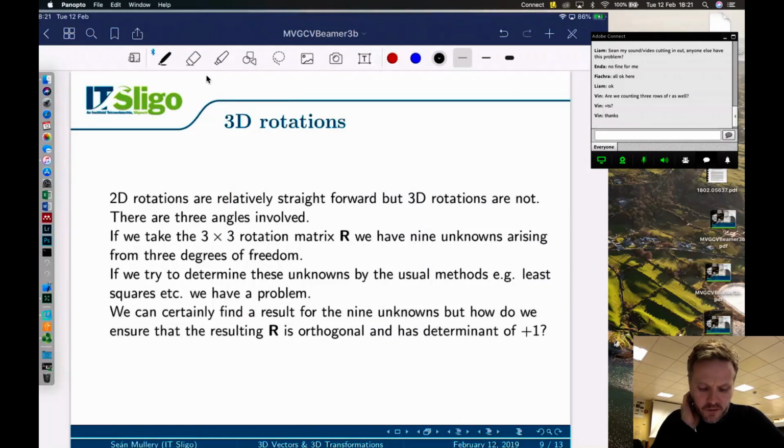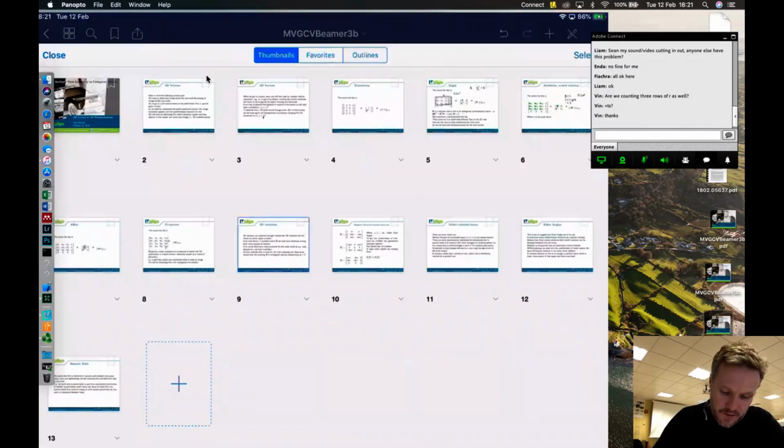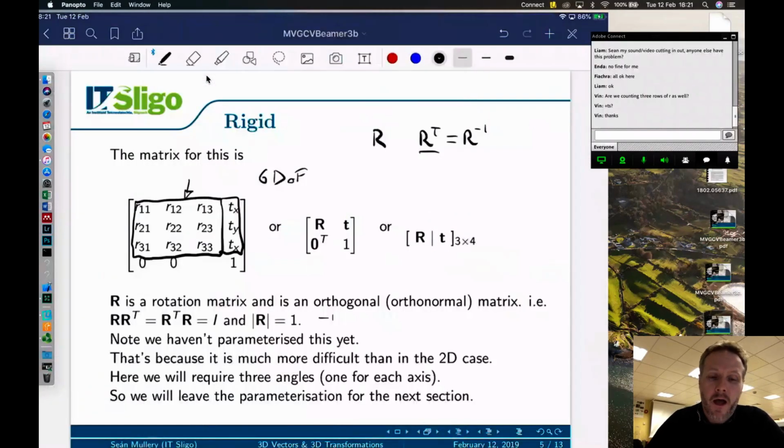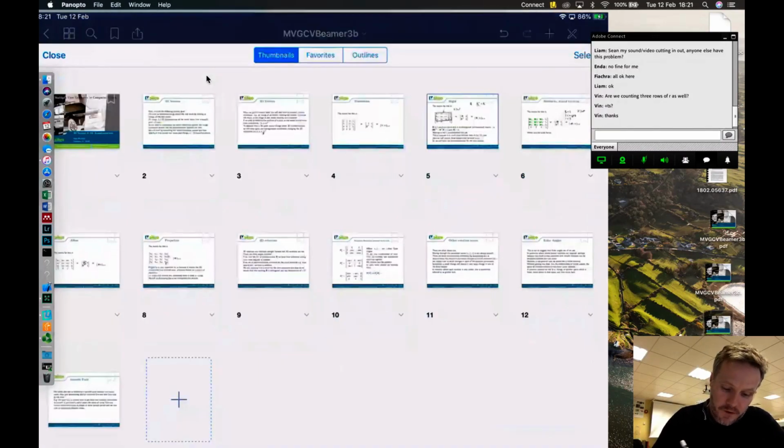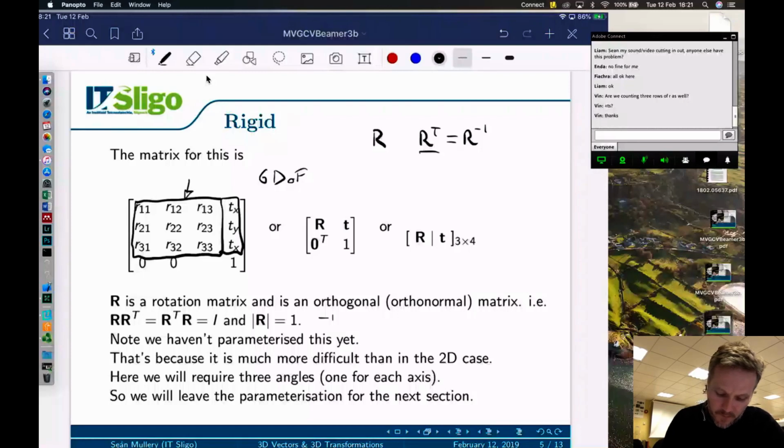So I mentioned that I was going to talk about these 3D rotations and the issues surrounding them, and as it happens, they're quite problematic. Unlike the 2D case, which is relatively straightforward, the 3D rotations are not, because of the 3 angles that are involved. If we take a 3 by 3 rotation matrix, we have 9 unknowns arising from just 3 degrees of freedom. Going back to what we had previously, R11, R12, R13, and so on, are the 9 things that are unknown, but they're formed from just 3 degrees of freedom, and they also have to obey all these rules that we mentioned down here. They had to obey all of those in order for it to fit.